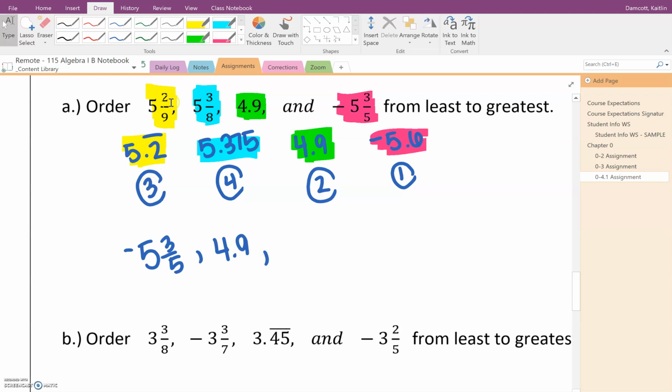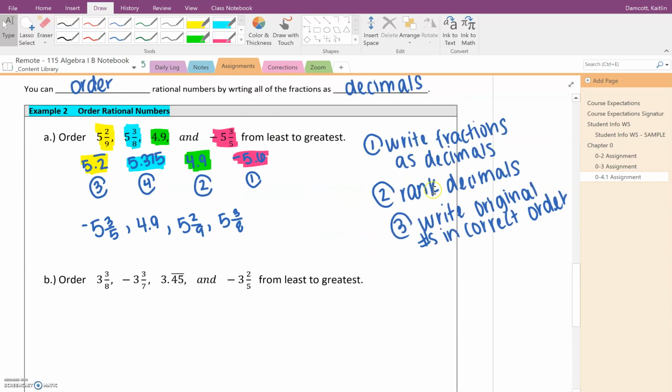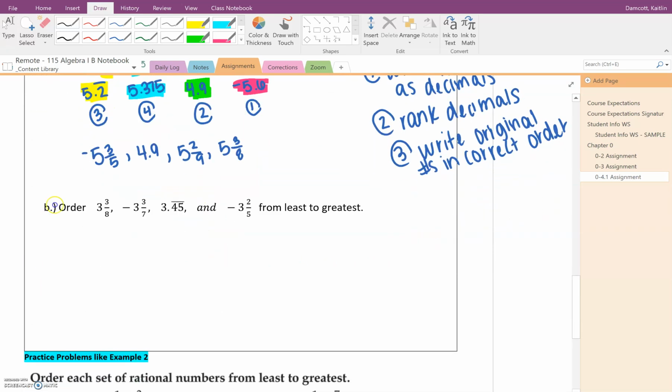Then we've got number 3, which was 5 2/9. And then the last one was this blue one, which was 5 3/8. So these are our numbers in order from least to greatest. So we followed our steps. We did everything we needed to. Let's take a look at our next one.